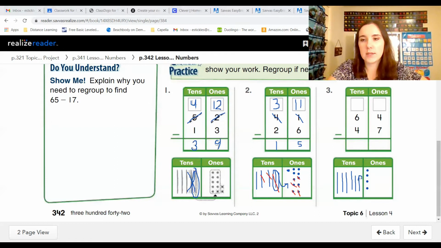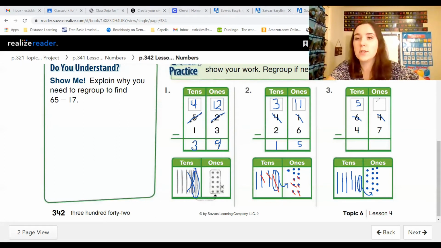I'm going to take one of these and make it into 10 ones. 1, 2, 3, 4, 5, 6, 7, 8, 9, 10. And now we need to fix our subtraction frame up here. So I don't have 6 tens anymore because I regrouped one. I have 5 now. And I don't have 4 ones. I now have 4 ones plus 10 more, which is 14 ones. Now we can do our subtraction because we have enough ones.